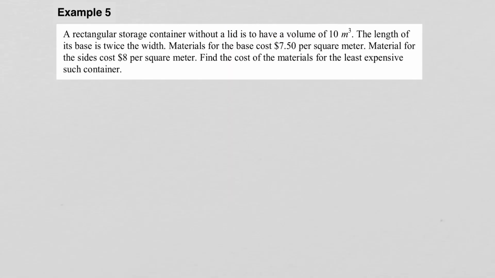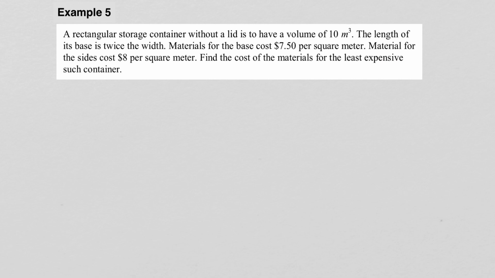In our final example, we have a rectangular storage container without a lid is to have a volume of 10 cubic meters. The length of its base is twice the width. Materials for the base cost $7.50 per square meter. Material for the sides costs $8 per square meter. Find the cost of the materials for the least expensive such container.